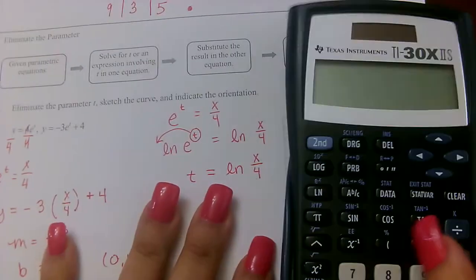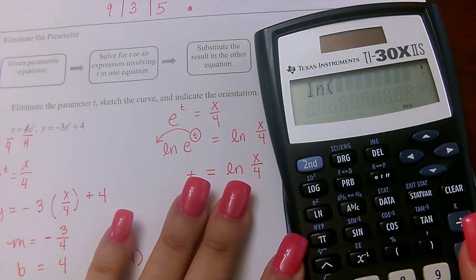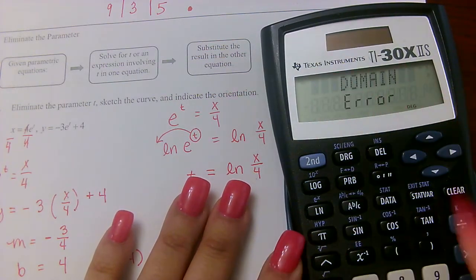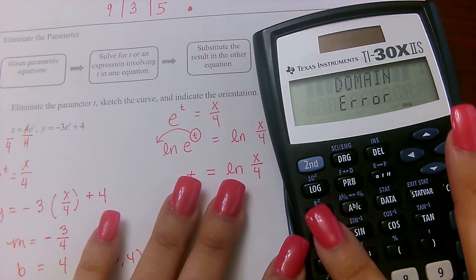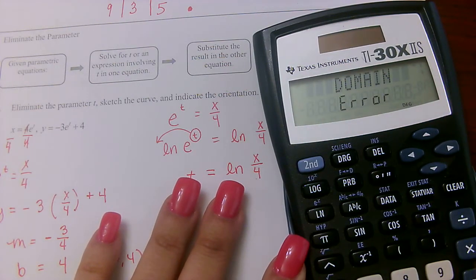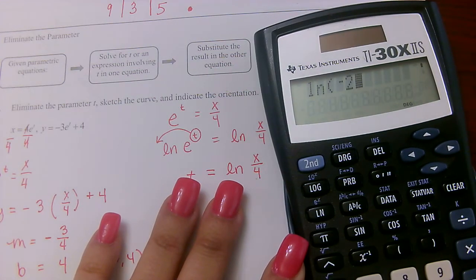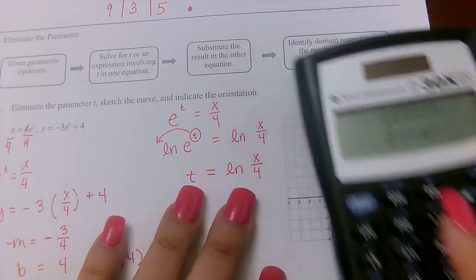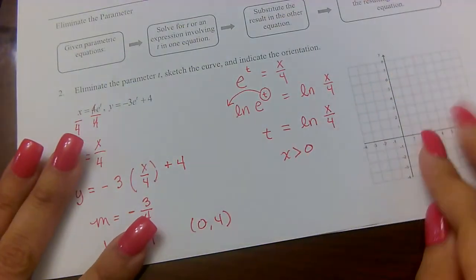If you need help verifying that, let's use our calculator. I'm going to do natural log of 0. Domain error. That means x cannot be equal to 0. What about a natural log of a negative value? Let's do natural log of negative 2. Domain error. So x has to be greater than 0.